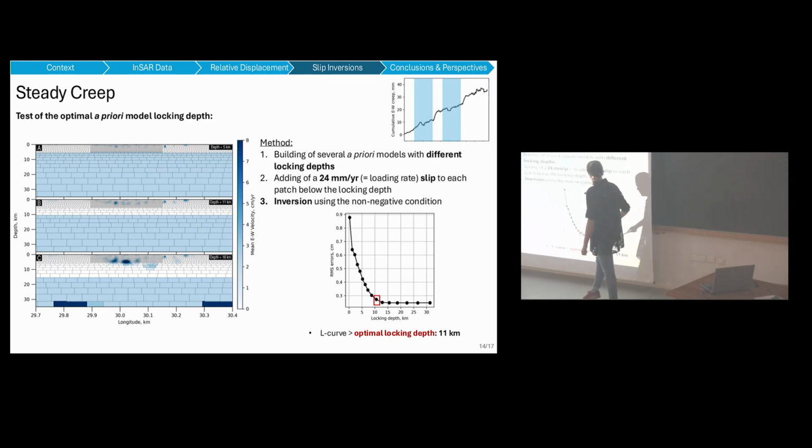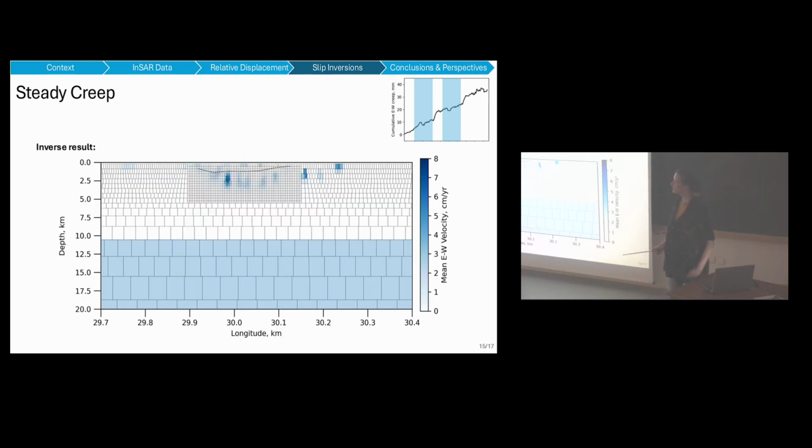What you can see here is the locking depth. We can see that if the locking depth is too shallow, we are not able at all to fit the data. If it's too deep, it seems okay. However, if we look at the slip distribution, you have these deep patches here with a velocity which is higher than the loading rate, so it seems unrealistic to have this kind of patches. So finally, we can estimate an optimal locking depth of about 11 kilometers. And like this, we can obtain this kind of slip distribution. So you have the locking depth here, the locked zone just above, and you can see here that you have some patches which are really shallow and just below the sedimentary basin.